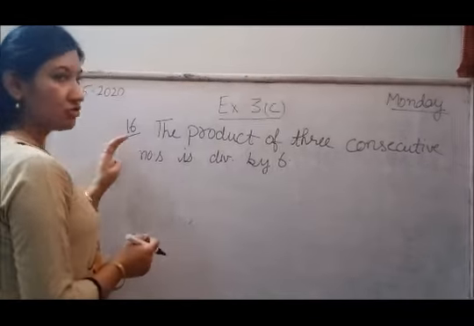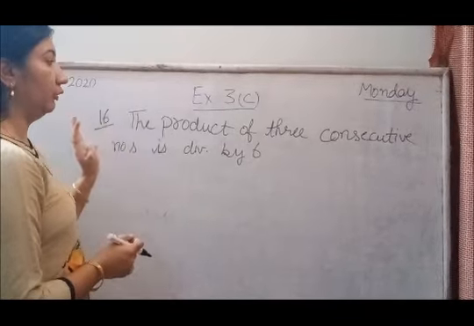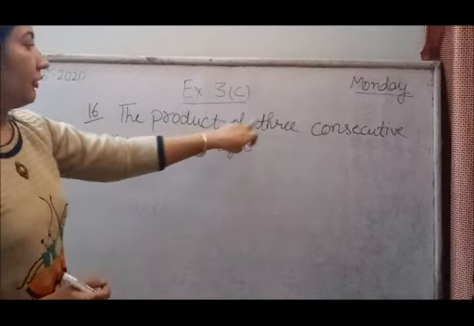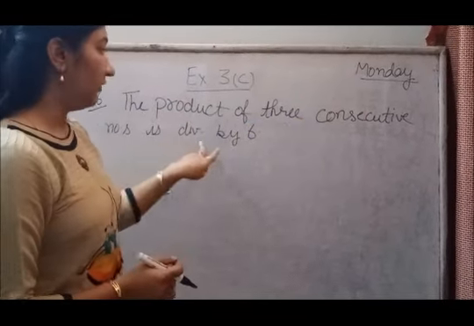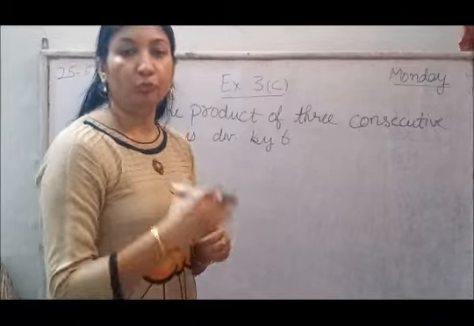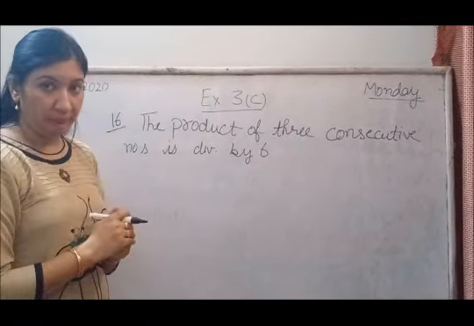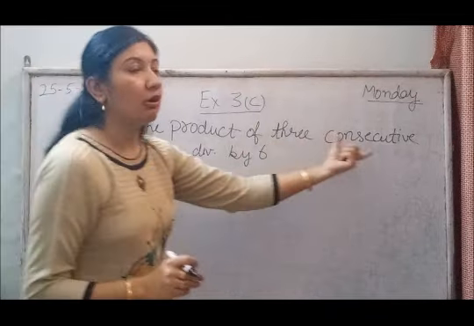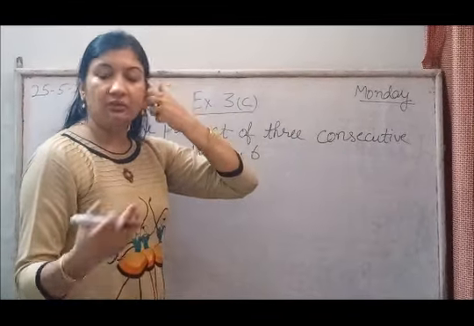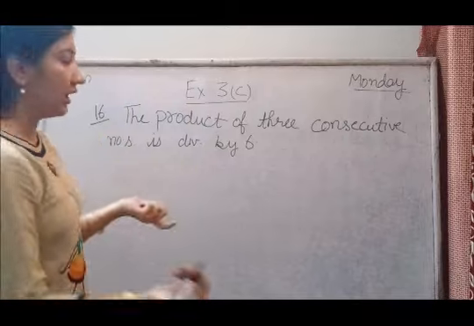Now come to question number 16. What is given to you? The product of 3 consecutive numbers is divisible by 6. You have to prove this, justify why it will be so, and you have to give an example of it. What do you mean by 3 consecutive numbers? Any 3 numbers in sequence. You can take any 3 numbers.